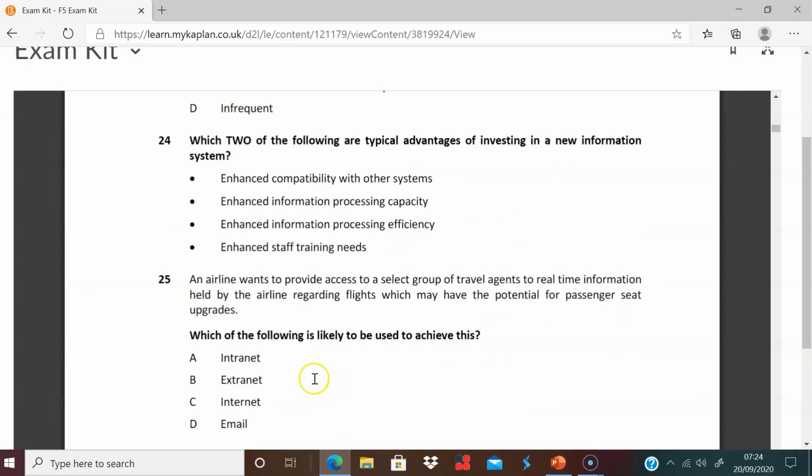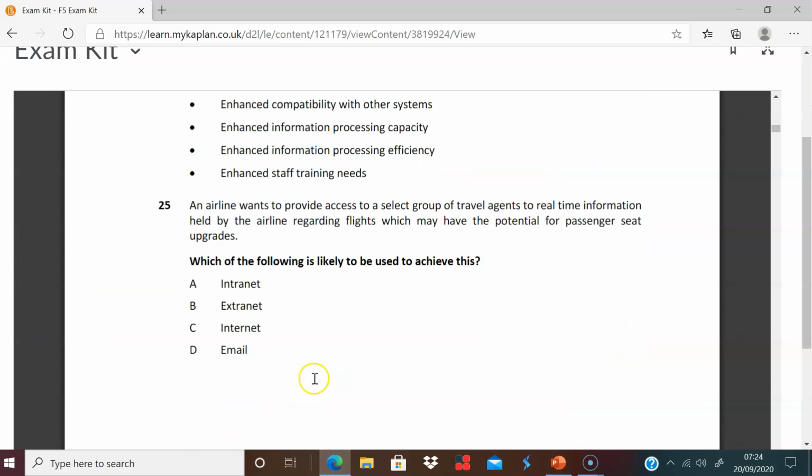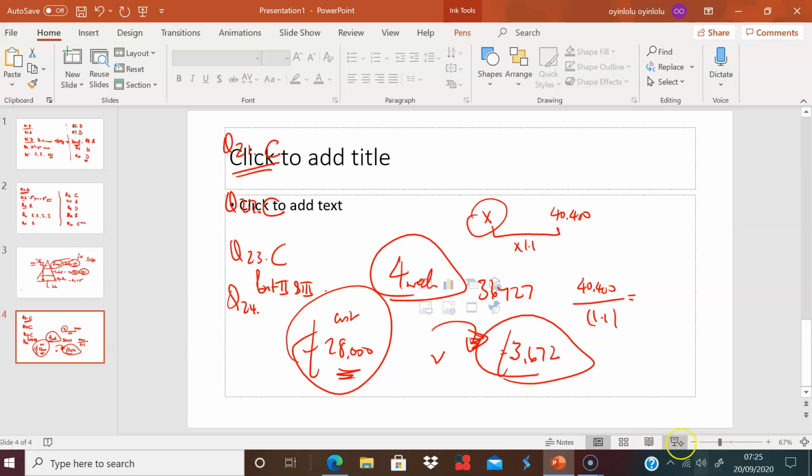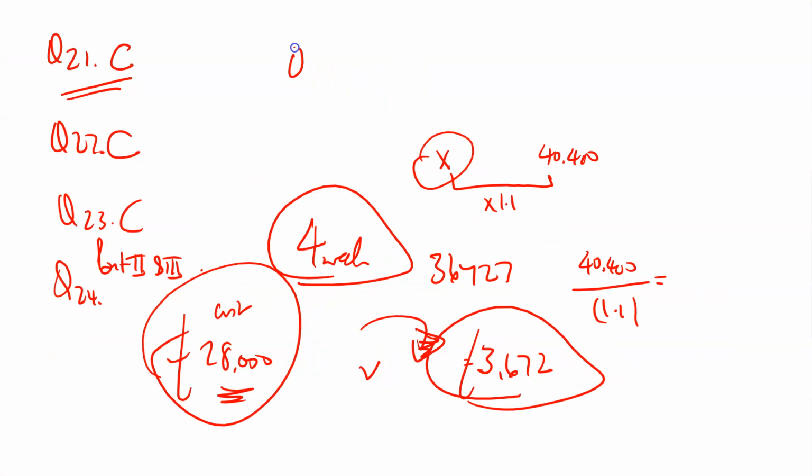Let's see. Yes, now 25. An airline wants to provide access to a select group of travel agents, so a select group of people, and they want them to have access to their own database, but not everyone. So what we have here is that you're basically having two intranets connecting and talking to each other. So that's very much your extranet, where it's kind of happening between two organizations where one has access to the other's database.